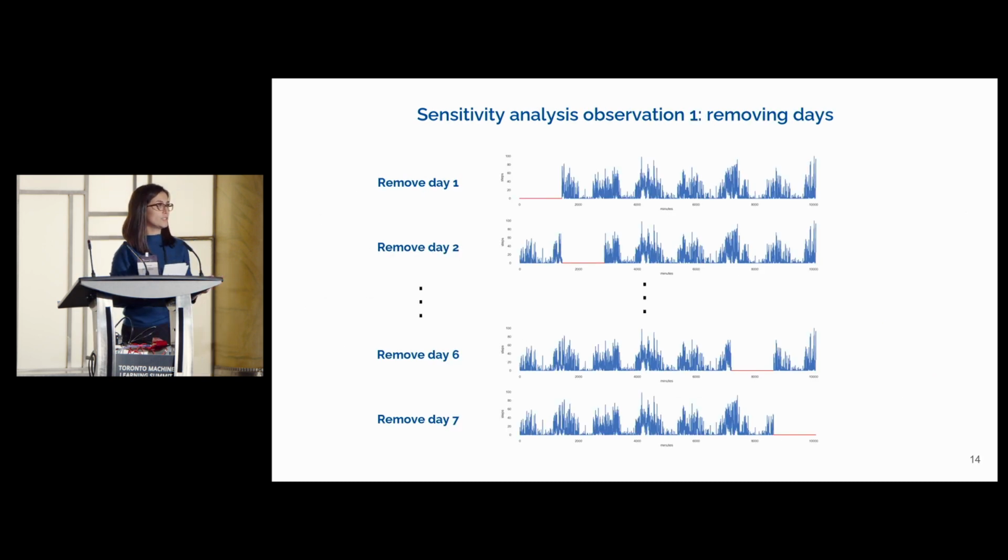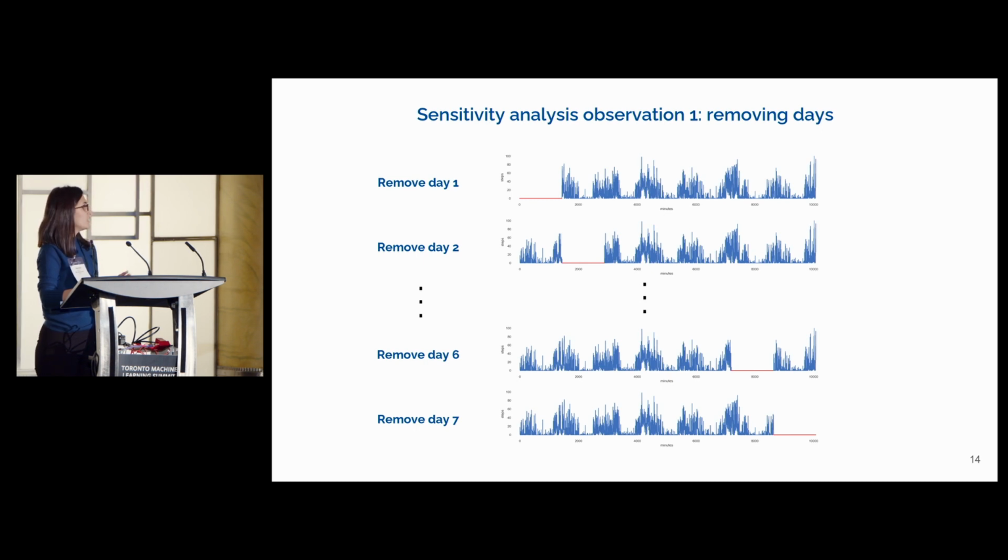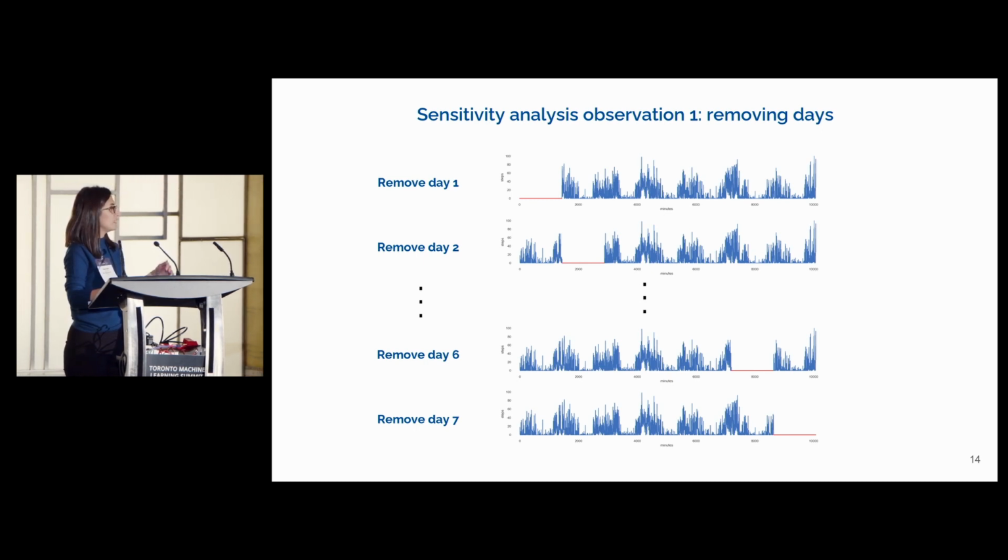So Spark earlier introduced to you the sensitivity scenarios that we've designed for this project, but I want to focus on 2 of them in particular. So the first one is when we remove different days of the week and replace it with 0 activity. So here you can see the time series data when we remove different days of week one by one.